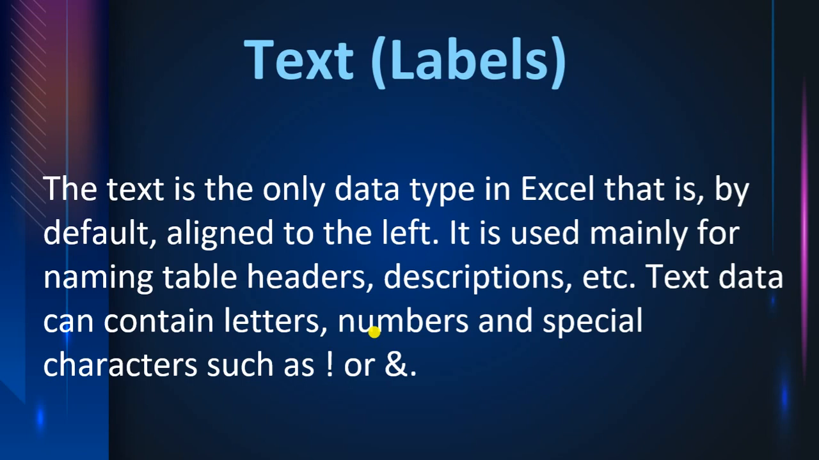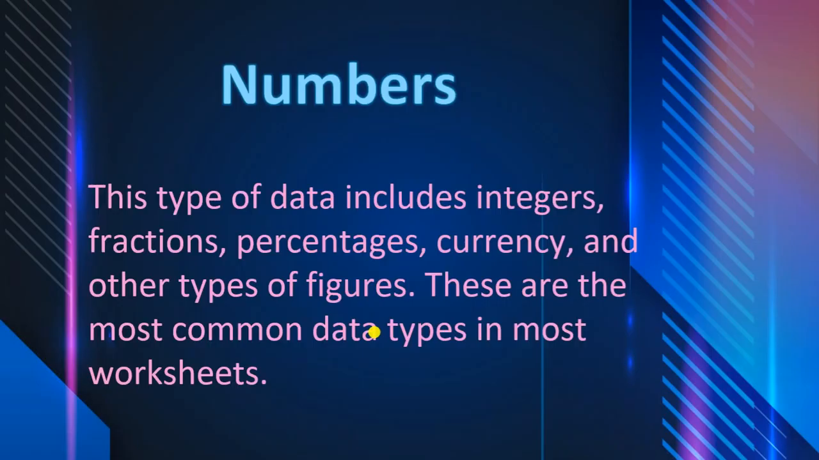We use text for labels, descriptions, etc. Text data can contain letters, numbers, and special characters such as the exclamation mark, ampersand, or punctuation marks. Special symbols all come under text labels. Secondly, we have numbers. This type of data includes integers, fractions, percentages, currency, and other types of figures also. These are the most common data types in worksheets. We normally use numbers in the MS Excel program.